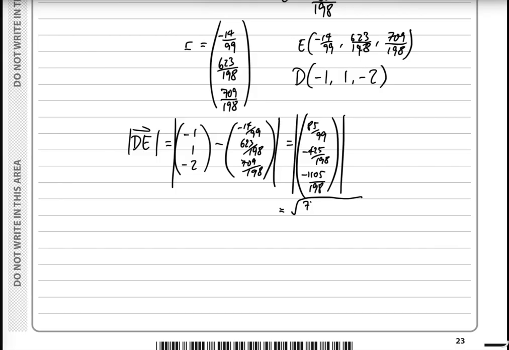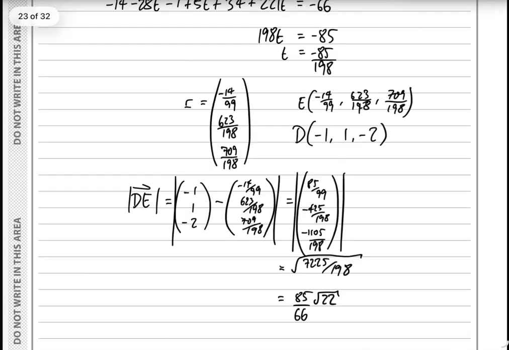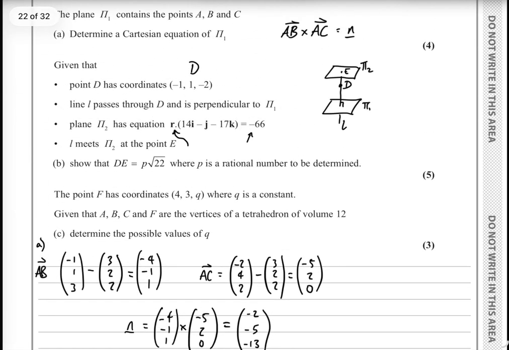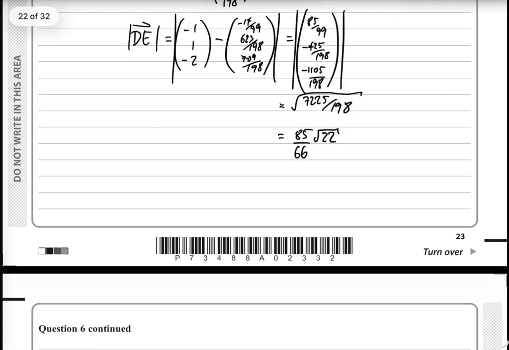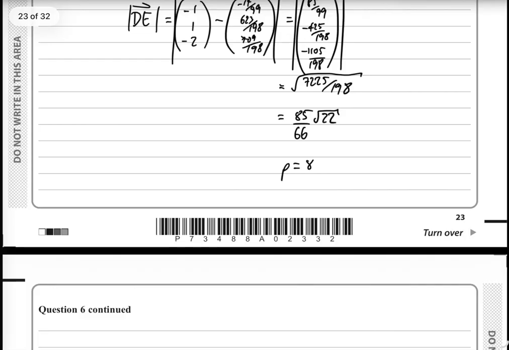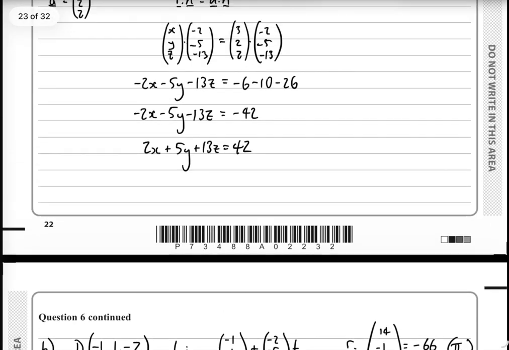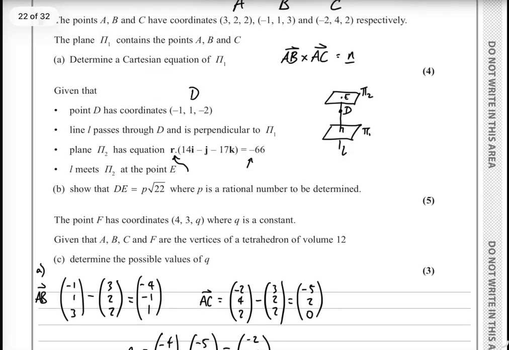So it's the square root of the sum of the squares of those. That's 7225 over 198, which is indeed 85 over 66 root 22. I say is indeed because I know the root 22 was part of the question. Yes, so p root 22, where p is a rational number, that's looking pretty good. So p is 85 over 66.